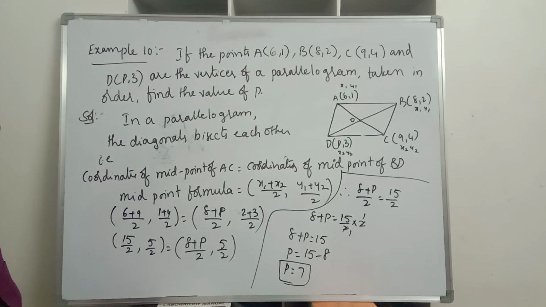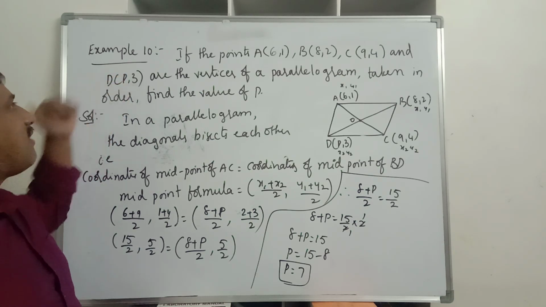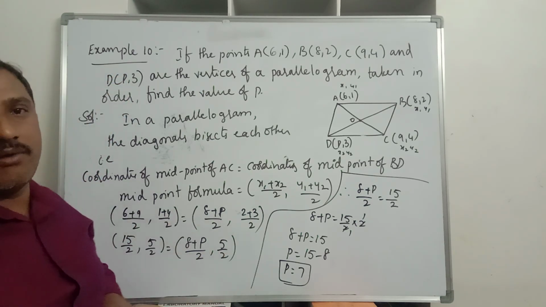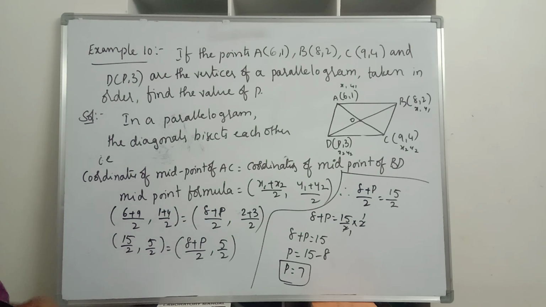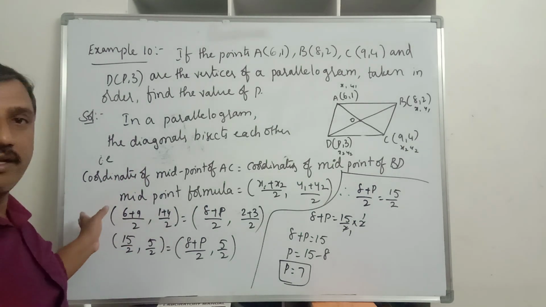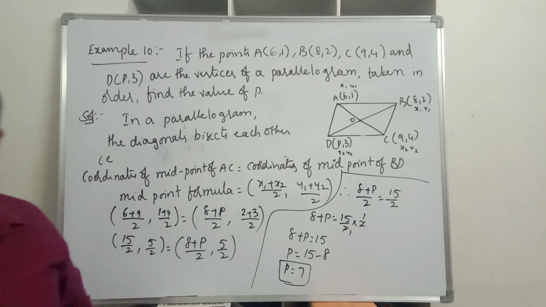Similarly, as I told in the beginning, sometimes you may get one more variable instead of one. You have to solve using the same concept. I think you understand this. Is it clear, children? Yes?